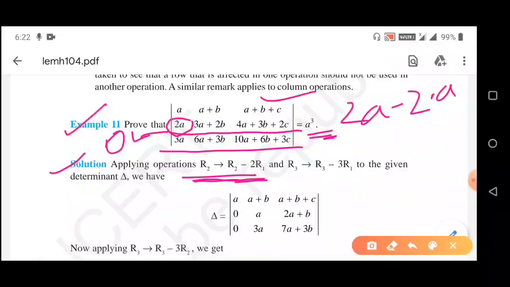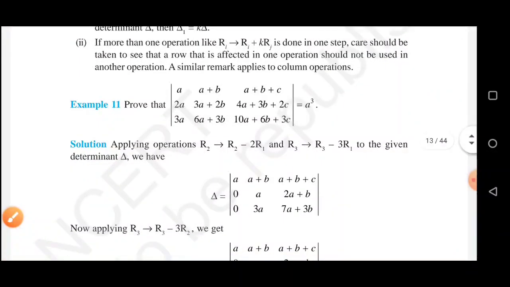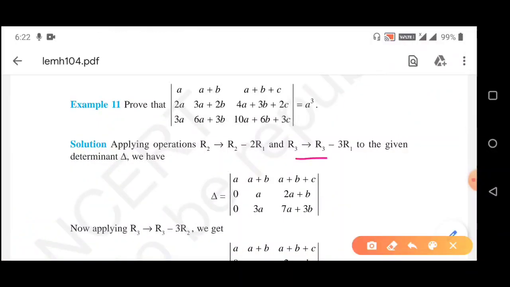So in this way, we have to think which element we want to make 0 and applying which operation we can get that 0, that operation you have to write here. Now, R2 replaced by R2 minus 2R1 and R3 replaced by R3 minus 3R1. Then also in place of 3A, we will get 0. Here they have written two operations together. You can also write two operations together. Just remember that if you are replacing R2 in one operation, you cannot use R2 in another operation.